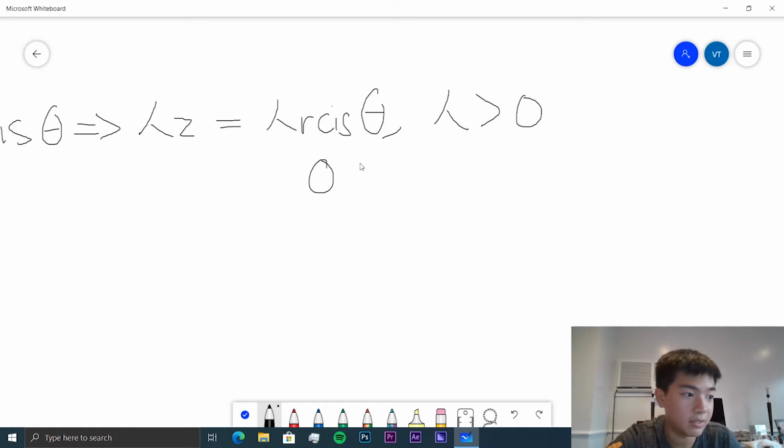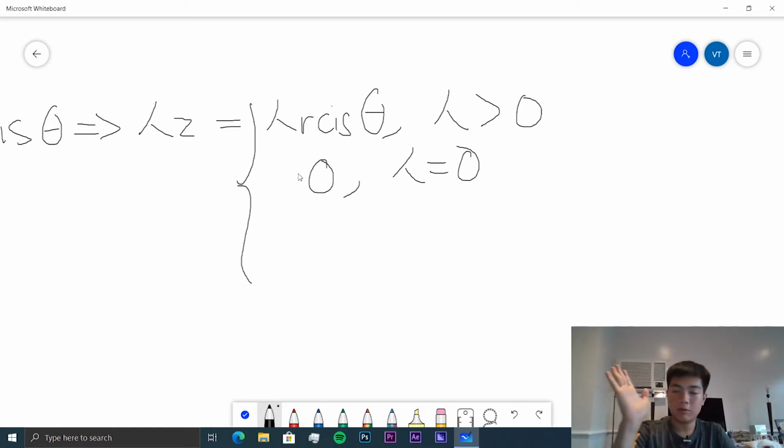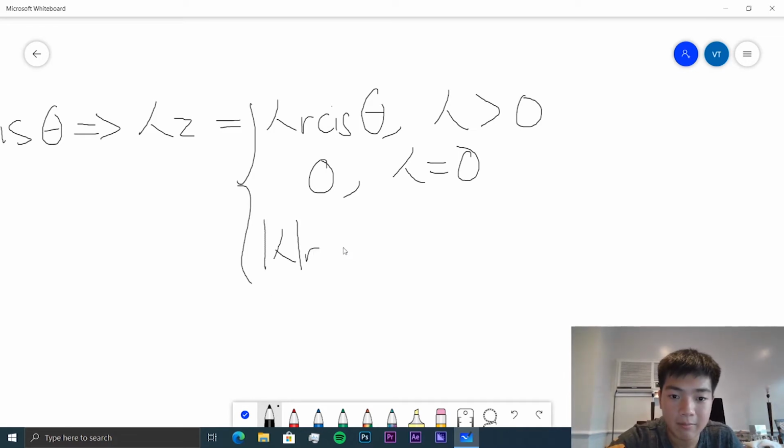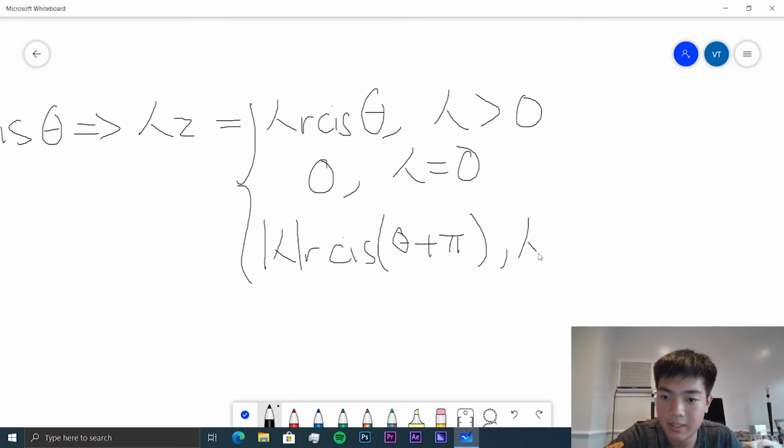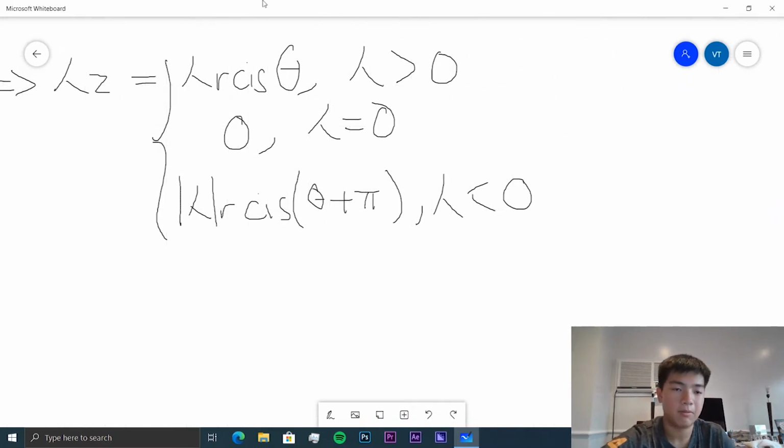Of course, it's equal to 0 when lambda equals 0, but for negative values of lambda, we need to rotate the polar number 180 degrees, or pi radians, around the origin, which will convert it from positive to negative. So in this case, we still have the absolute value of lambda times r, and then instead of cis theta, we have cis of theta plus pi. So this is how we multiply by a scalar when lambda is less than 0.